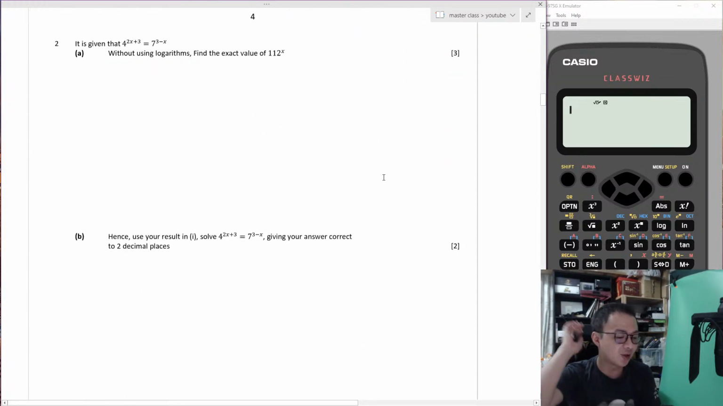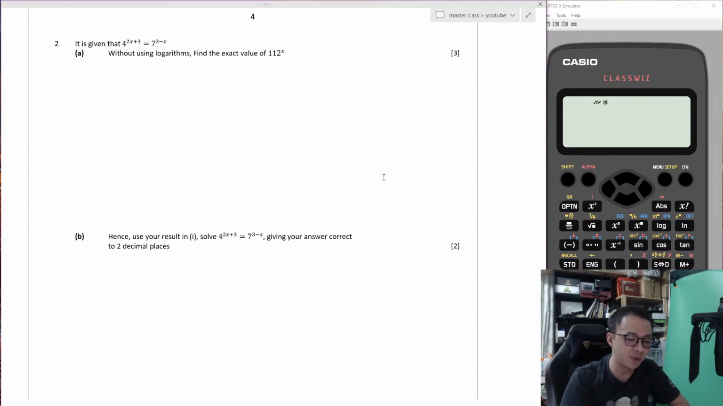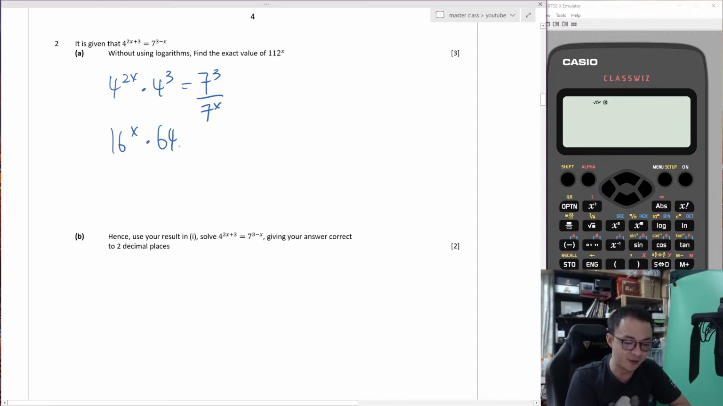Alright, let's have a look at the second question. Without using logarithm, find the exact value of 112 to the power of x. So what we want to do is expand this one, become 2x multiplied by 4 to the power of 3 equals 7 to the power of 3 divided by 7 to the power of x. So this one I can say is 16 to the power of x multiplied by 64 equals 343 over 7 to the power of x. Alright, 7 multiplied by 16, you should get 112 to the power of x equals 343 divided by 64.